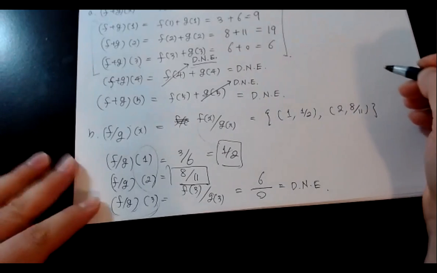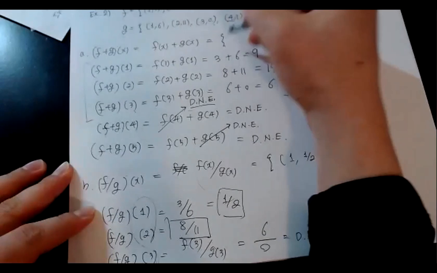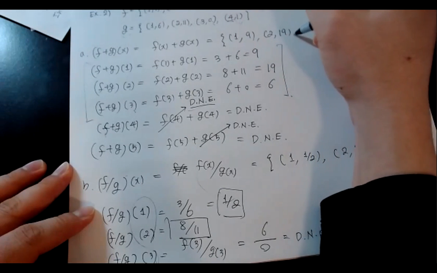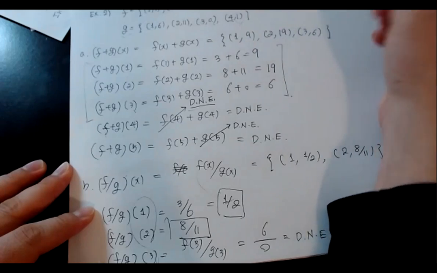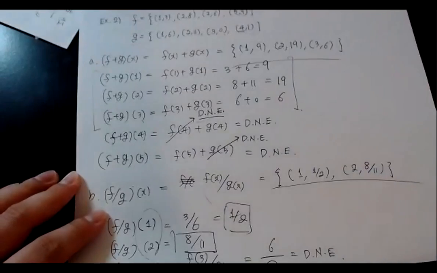Okay, so what about this one here, back to here? This is the set of (1, 9), (2, 19), and (3, 6). So that's the answer. This is the answer.